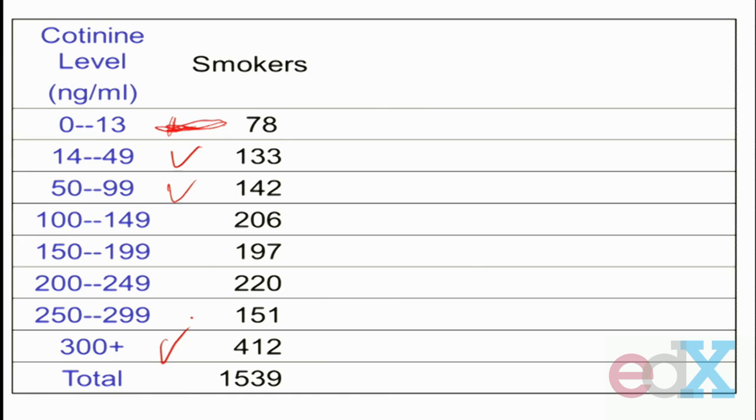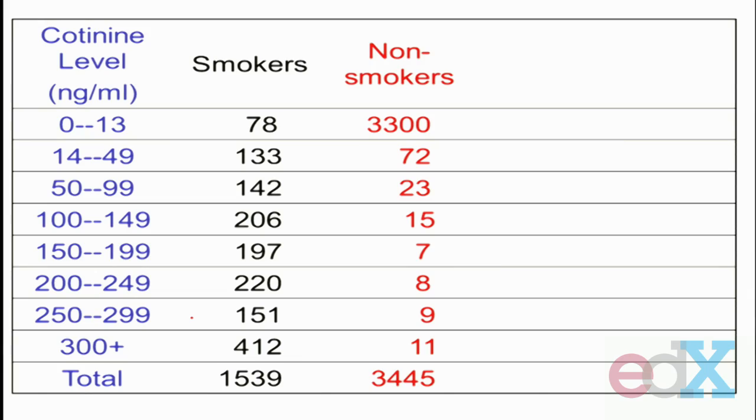If we're going to use this to discriminate smokers from non-smokers, how about non-smokers? Well, they studied 3,445 non-smokers and found that a vast majority of them, 3,300 of them, had cotinine levels less than 14, somewhere in the 0 to 13. But there were some stragglers. 72 of them had between 14 and 49, 23 between 50 and 99, etc. There were even 11 way down here at more than 300.